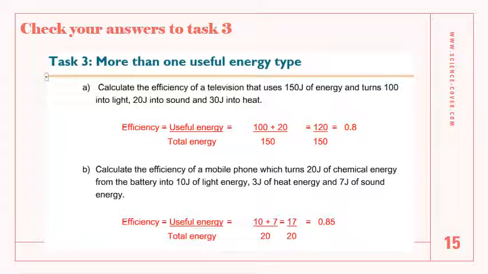Calculate the efficiency of a mobile phone, which turns 20 joules of chemical energy from a battery into 10 joules of light, 3 joules of heat, and 7 joules of sound. So the efficiency is the useful energy divided by the total energy. In this case, for a mobile phone, it will be the light energy that is useful and also the sound energy. So that's 10 plus 7. So we have 17 joules of useful energy divided by 20, which is the total energy. That gives us 0.85 as an efficiency.